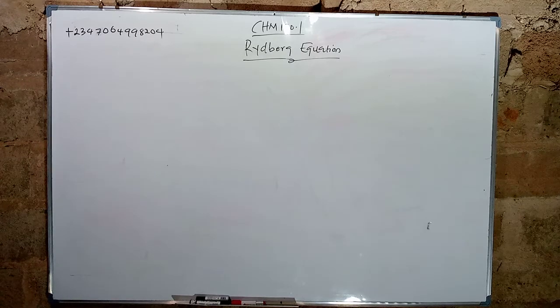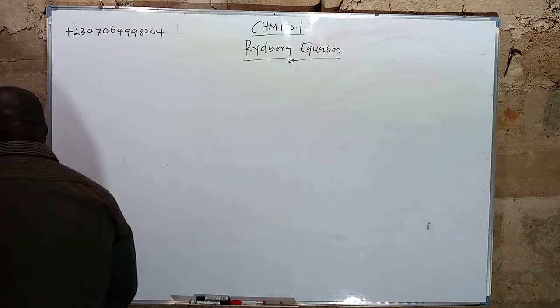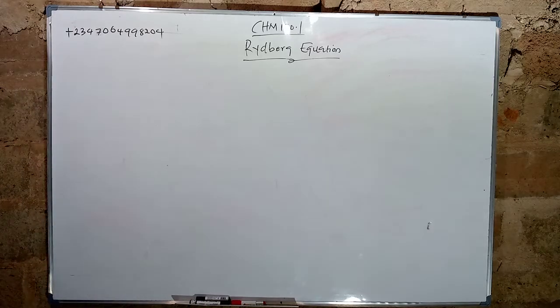Remember, for an electron to move from a lower orbit to a higher one, it has to absorb energy. But for an electron to move from a higher level to a lower one, it loses energy. Under this Rydberg equation, I'll concentrate mostly on the calculation aspect, but first, a quick introduction.